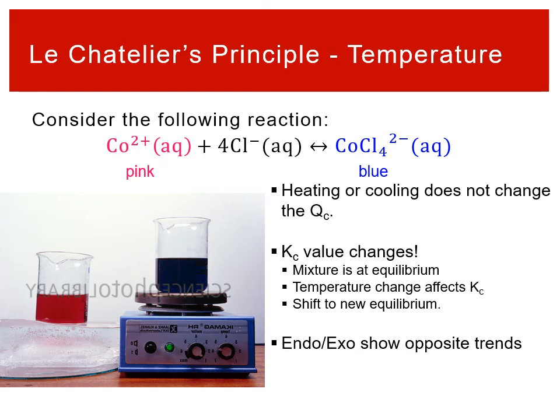So if you ever change the temperature, you'll get a new Kc value, and a new equilibrium will be defined by a new equilibrium constant. Your mixture will shift to reach that new equilibrium. So this is the only way that you change the Kc, by actually changing the temperature. And we can see that endo and exo just show opposite trends in the directions of the shifts.